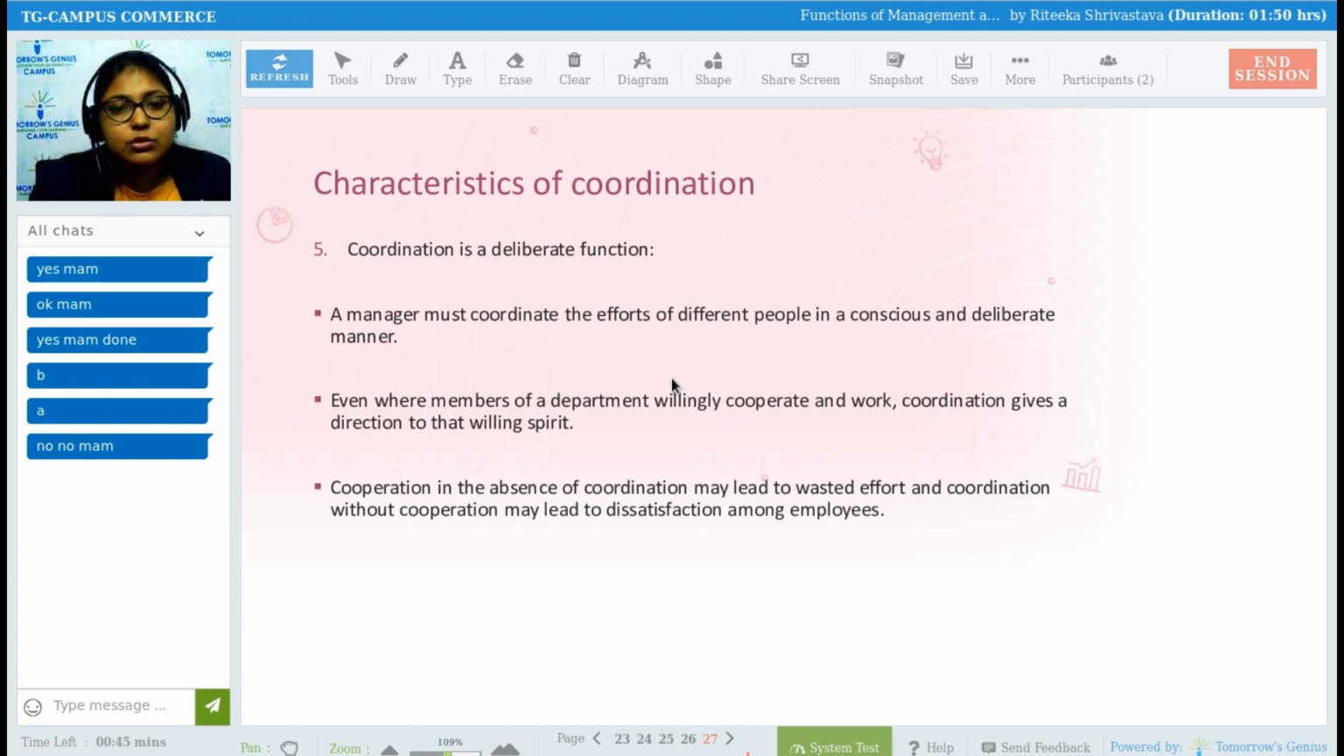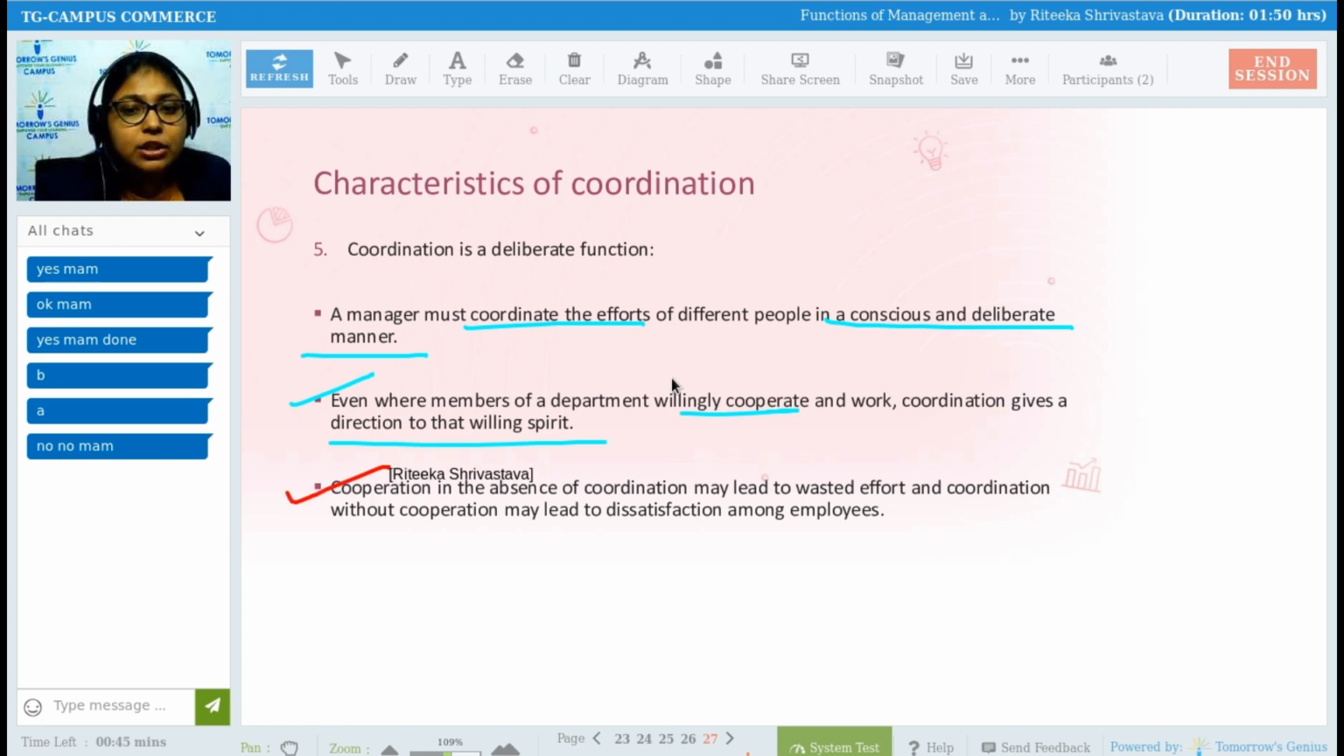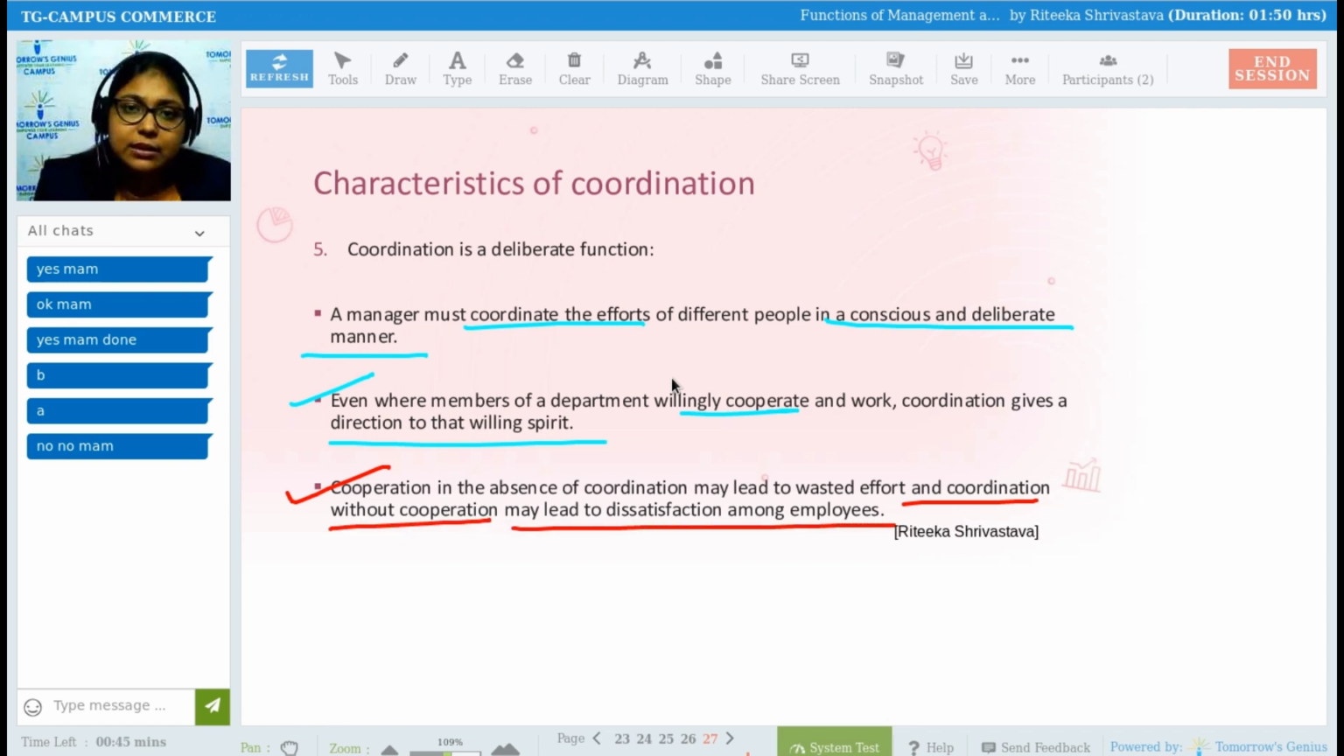Coordination is a deliberate function. So a manager must coordinate the efforts of different people in a conscious and deliberate manner. Even when members of a department are willing to cooperate and work, coordination gives a direction to that willing spirit. Cooperation in the absence of coordination may lead to wasted effort, and coordination without cooperation may lead to dissatisfaction among employees. So with coordination, there should also be cooperation. Every individual, every department should coordinate with each other as well as cooperate with each other.